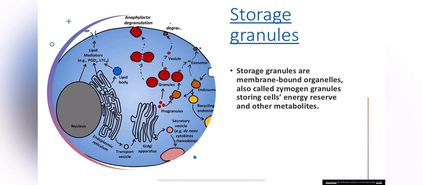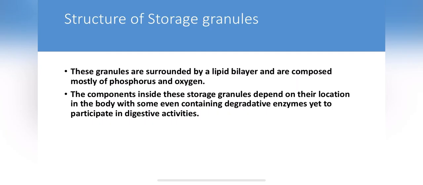Next one is storage granules. Storage granules are membrane-bound organelles, also called zymogen granules, storing cell energy reserves and other metabolites. Structure of storage granules. These granules are surrounded by a lipid bilayer and are composed mostly of phosphorus and oxygen. The components inside these storage granules depend on their location in the body, with some even containing degradative enzymes yet to participate in digestive activities.